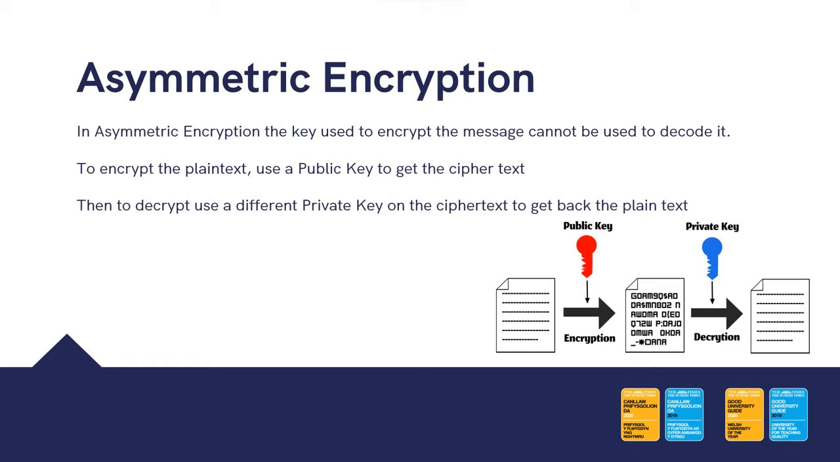Then we have something called asymmetric encryption. This has two keys, a public key and a private key. We use the public key to encrypt the plain text, while we use the private key to decrypt the ciphertext. So the public key can be given out to anyone who would want to send you a message, and only you can decrypt it because you are the one with the private key.